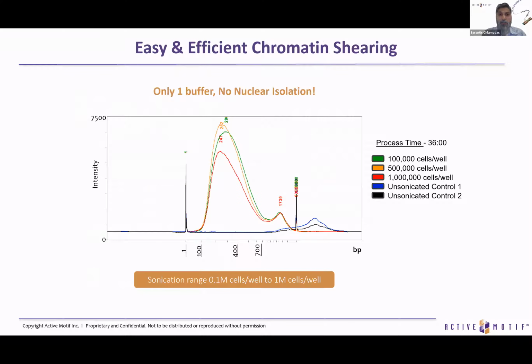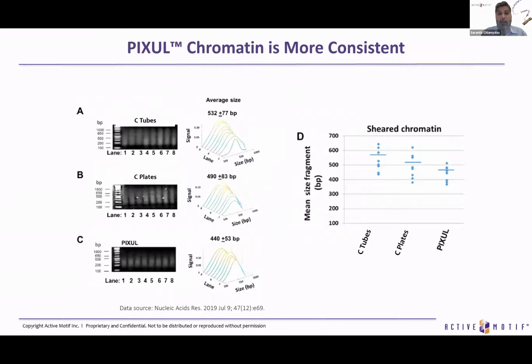Here's an example at the level of chromatin, how we use it from 100,000 cells to a million cells. We don't use more than one buffer. We don't include nuclear isolation, and you can appreciate the high precision sonication shearing. There is an example where we compared different commercially available sonicators, and we have all the data in our Nucleic Acids Research paper. And as you can see with the Pixel, we get really consistent sonication, also over time.